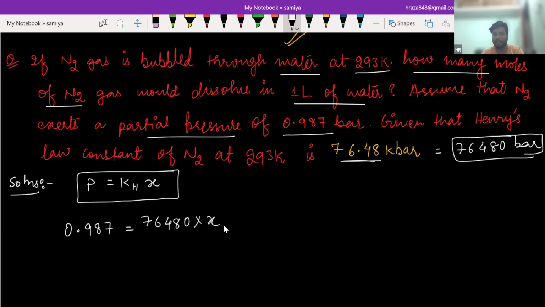What does this mole fraction say? This is the mole fraction of N2, because in Henry's law, the mole fraction we calculate is the mole fraction of gas. So just convert it. Mole fraction of gas will be equal to 0.987 upon 76480. Can anyone solve it?